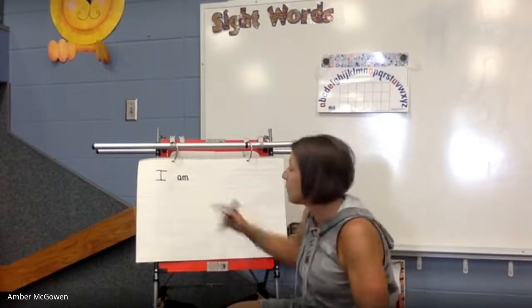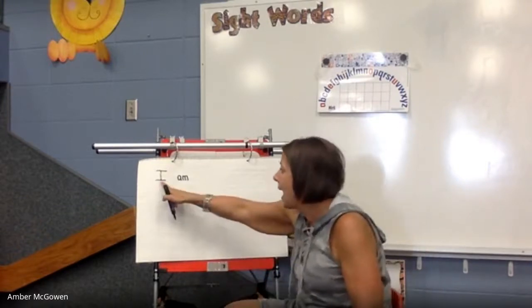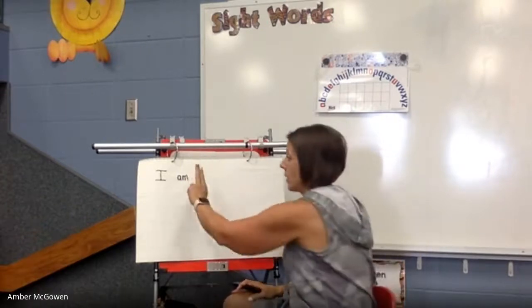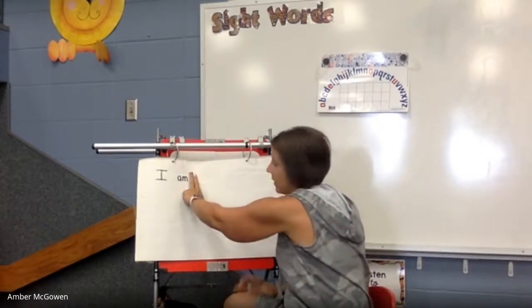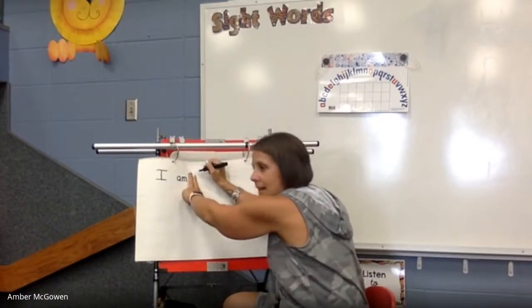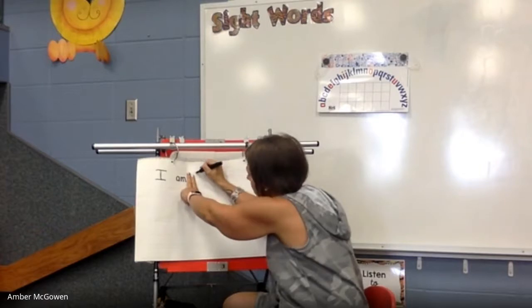So then I'm going to write my name. So it says I am, then we get those two fingers out again. We put them down, and then we write our name. So let's say my name is Bob.